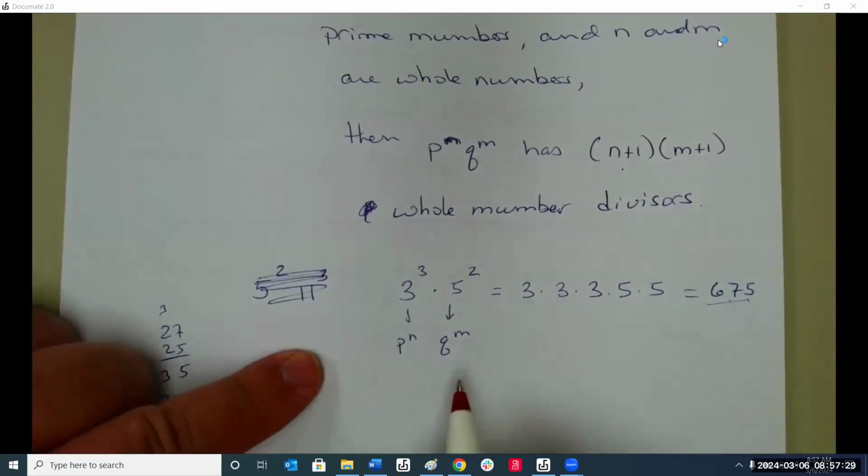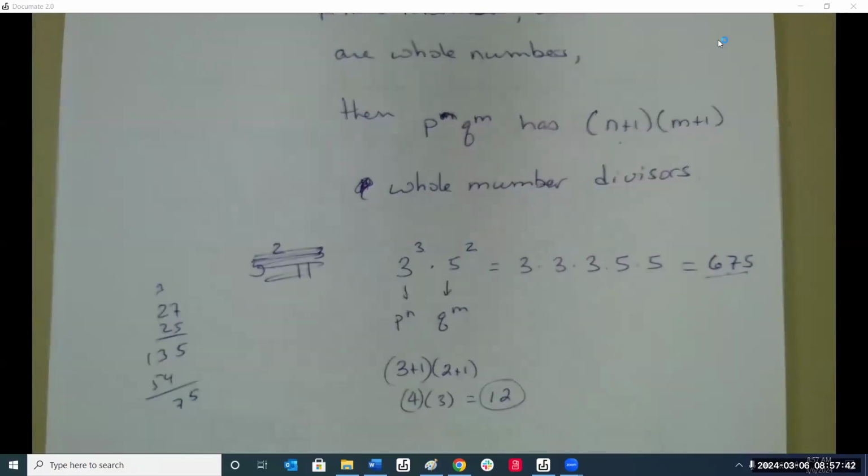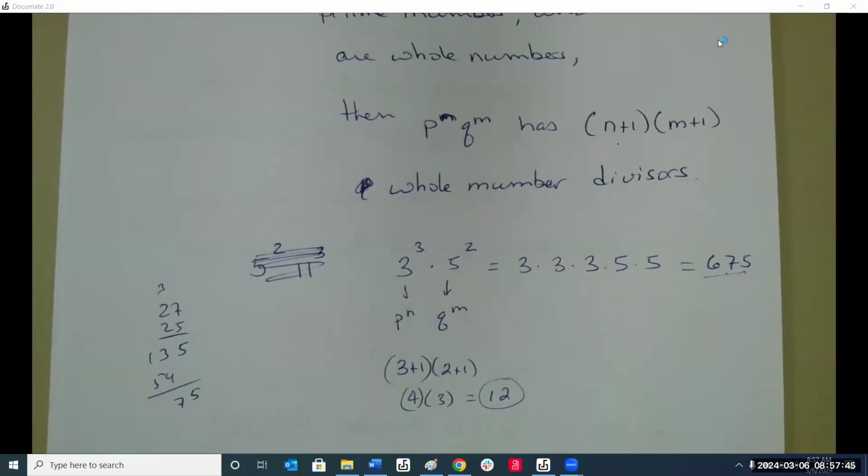So what that tells us is we have 3 plus 1, 2 plus 1. There are 12 divisors that we get, 12 different combinations we can make of these numbers. This is one of them, all five of them, I mean. We could just use 4 of them. We could use 3 of them. We could use 2 of them. We could use just one of them. Or we could make combinations thereof. There are 12 ways we can combine them. That's what it tells us.